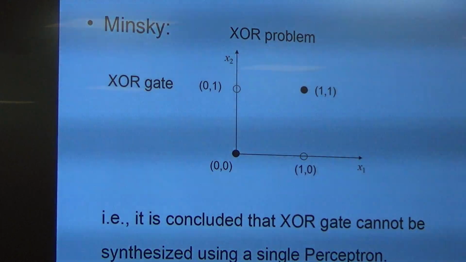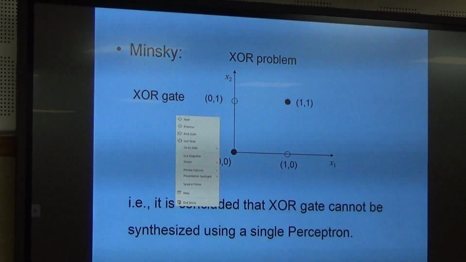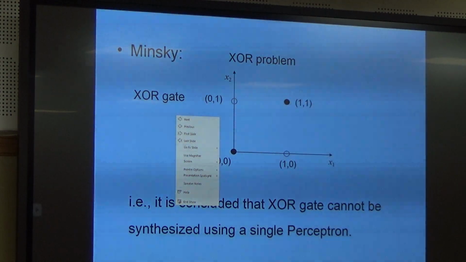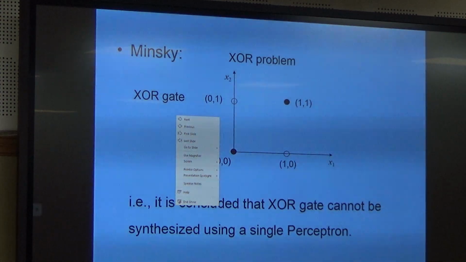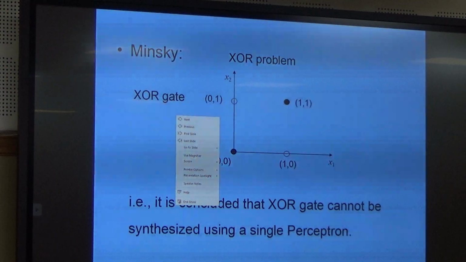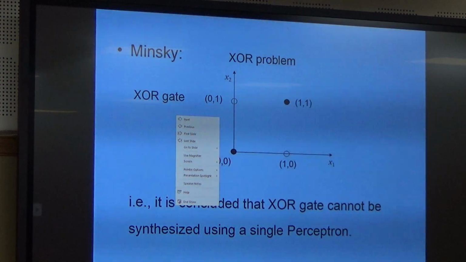So for 0, 0 the output is minus 1. For 0, 1 the output is 1, OR gate. For 1, 0 the output is 1. For 1, 1 the output is 1. You draw a line from 0.5, 0 to 0.5, and it will do the correct classification. So the patterns are linearly separable.